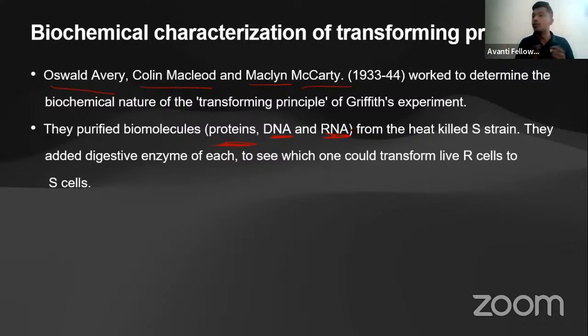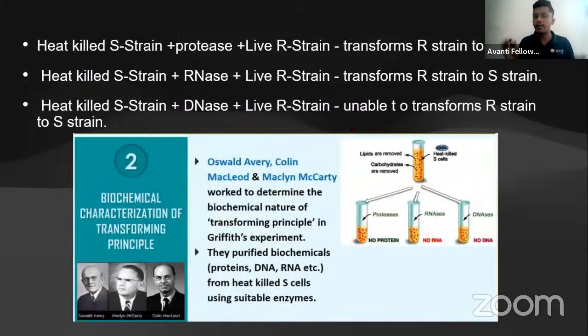To analyze this, they wanted to purify this biomolecule. How do we purify a biomolecule? We use digestive enzymes. What are digestive enzymes? Something that breaks down a certain biomolecule. Now what happens? In this experiment, they take test tubes, and each test tube has heat-killed smooth strain. These people chose the digestive enzymes in such a way that we have three candidates: proteins, RNA, and DNA. For that, they chose three different enzymes. What are those?